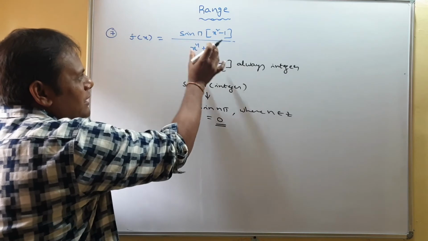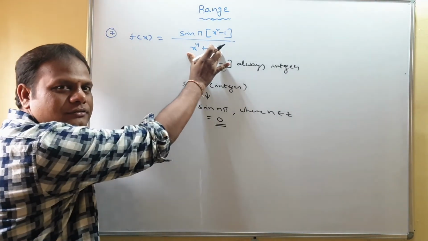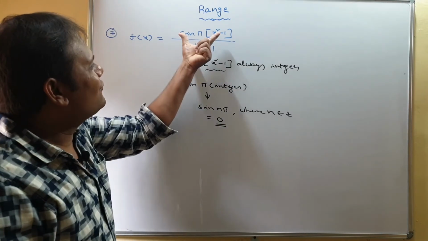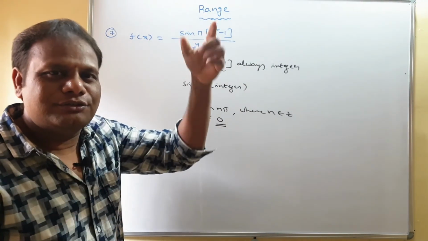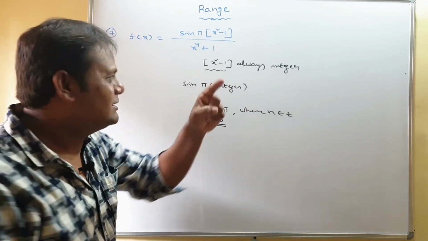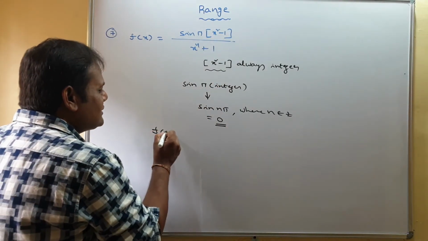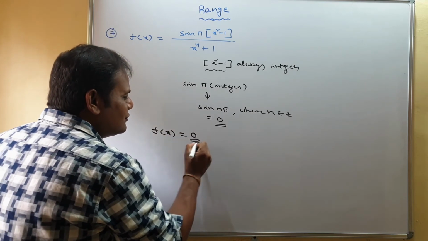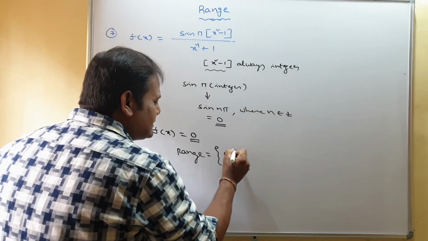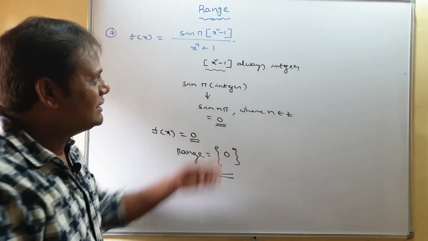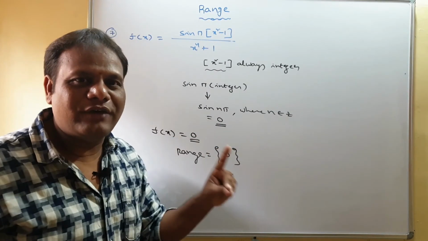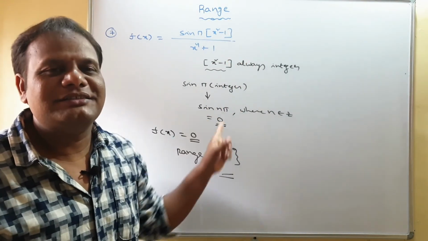So no doubt at all, the numerator is always 0. So whatever x you take, the numerator becomes 0. So 0 by a non-zero value, we get 0. So here f of x is always 0. So what is the range of this function? Singleton {0}. It is a constant function, yes, the range contains only one element.